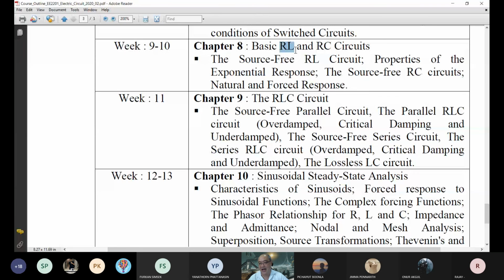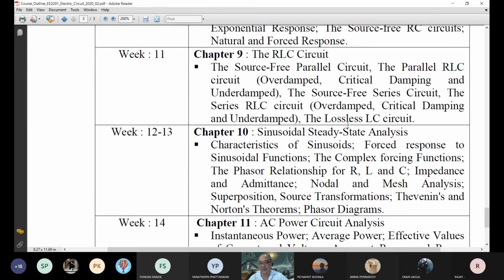The first one is the RL. The second one is the RC. It may be driving or source-free. Check that first. The circuit is driving or source-free, and is it RL or RC. The way to solve them is different. The key parameter for RL is IL. The key parameter for RC is VC.